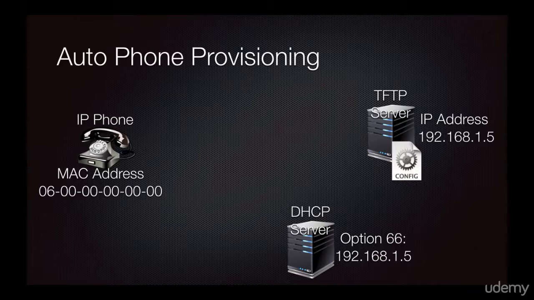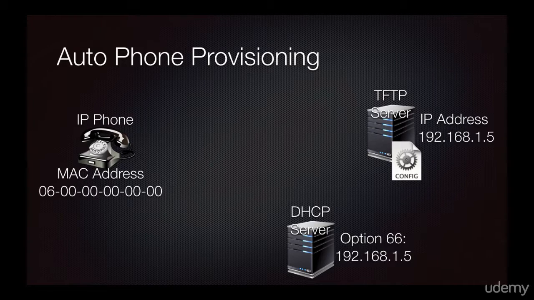So here we have a fictitious network where we have an IP phone, a DHCP server, and a TFTP server. This IP phone has its MAC address that we can see. We have the DHCP server, and in the DHCP server, we've defined a custom scope to provide an option 66. And option 66, the variable or the value for that is going to be the IP address of the TFTP server.